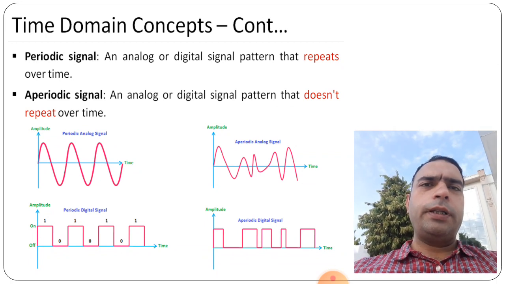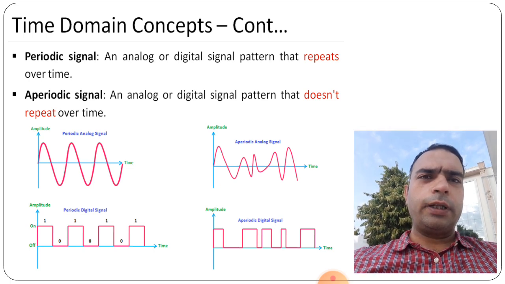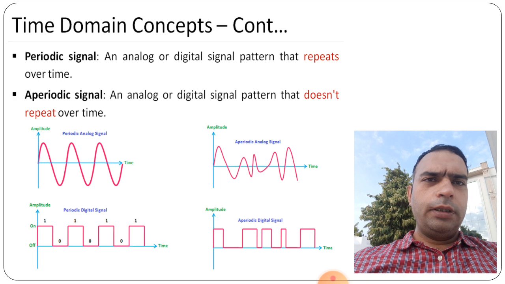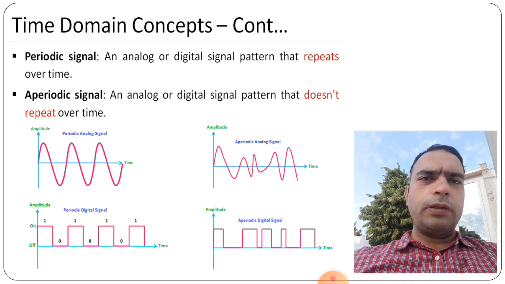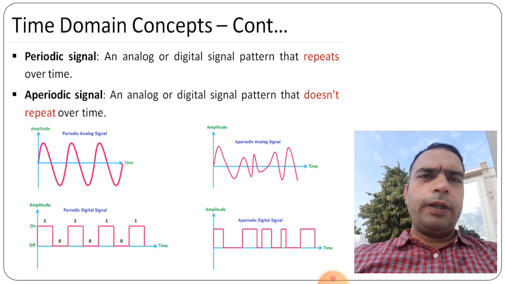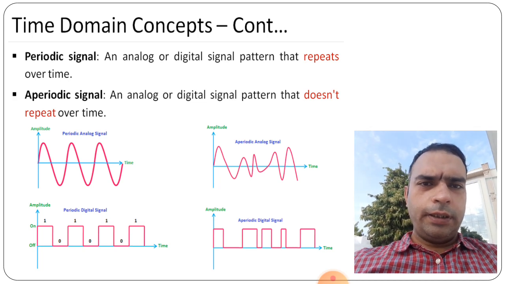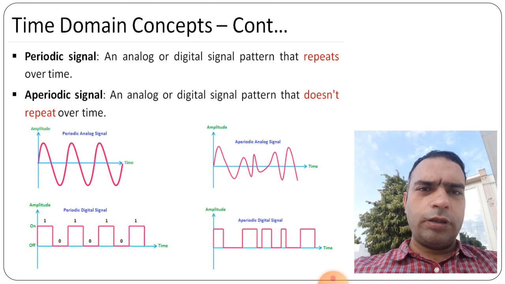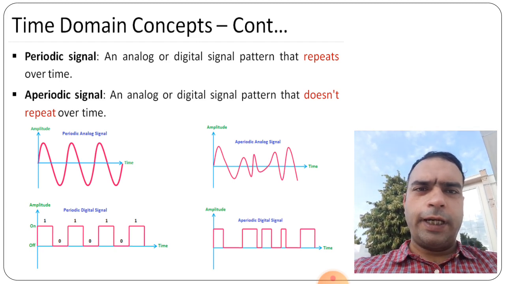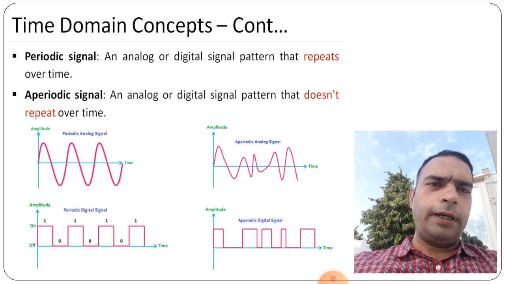Then it can also be classified into two different types, a periodic signal and an aperiodic signal. An analog or digital signal pattern that repeats over time is a periodic signal, we can say, and one that doesn't repeat over time is an aperiodic signal. In the bottom we can see the first two diagrams. At the left side is the periodic, and the next two at the right side are the aperiodic, we can say.